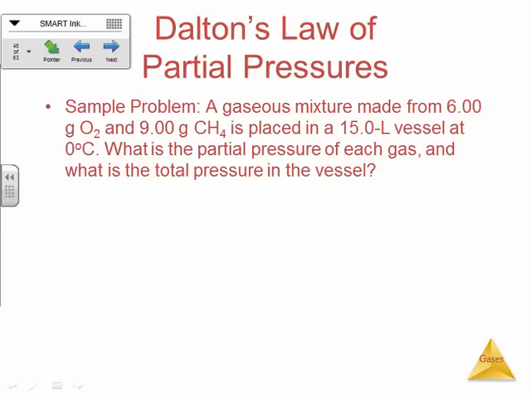So guess what we have to do? PV equals nRT twice. Except we don't have an n right now. We don't have the number of moles. What we have is the number of grams. So before we do anything else, we have to figure out how many moles of each of these we have. So we've got 6.0 grams of O2.